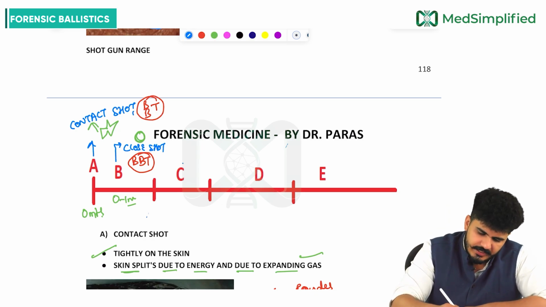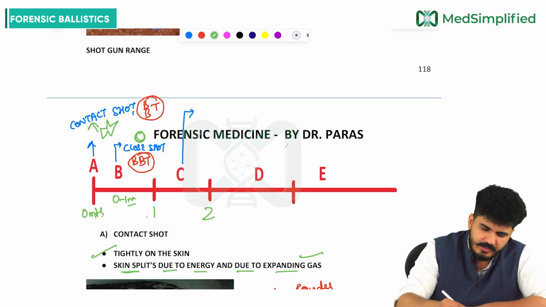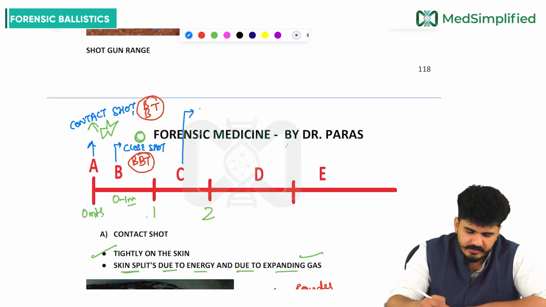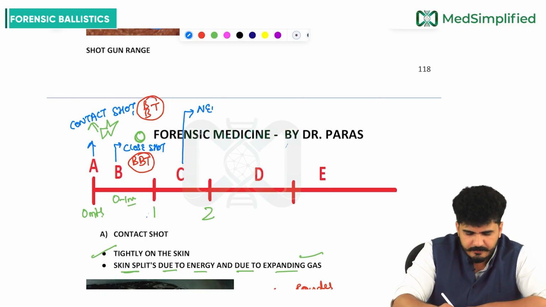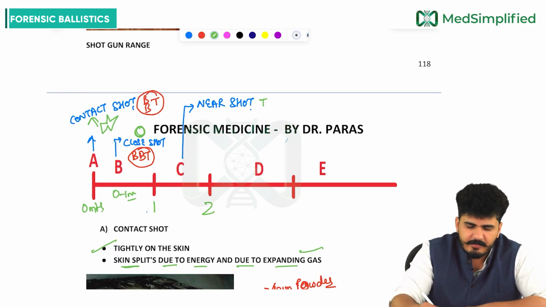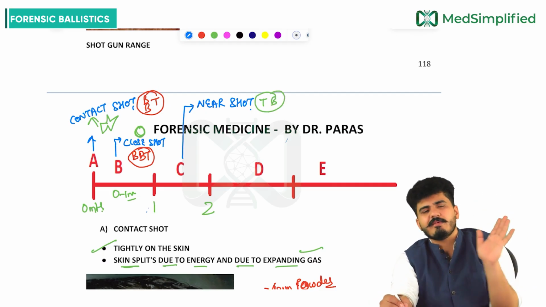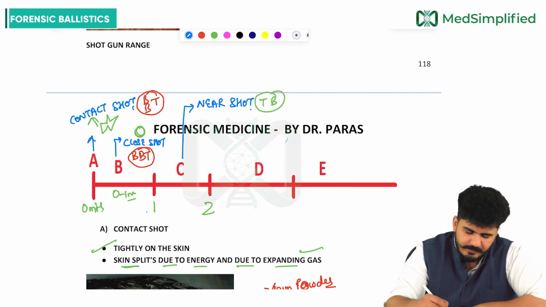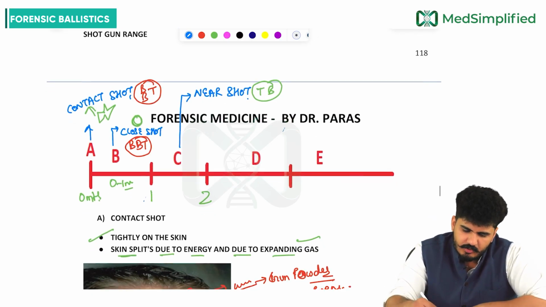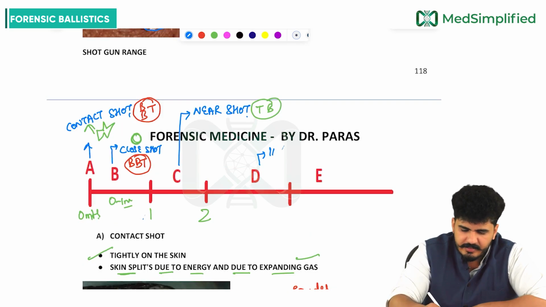Then if we talk about C, this is between 1 meter to 2 meters. This shot is called a near shot. In a near shot, there will be tattooing and blackening, but burning is absent because flame cannot travel beyond 1 meter. Then after 2 meters to 4 meters, this D shot is called intermediate.